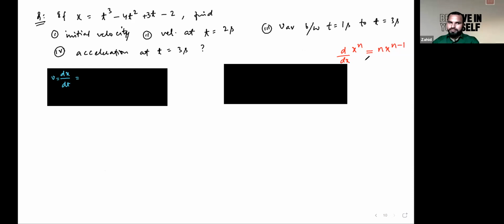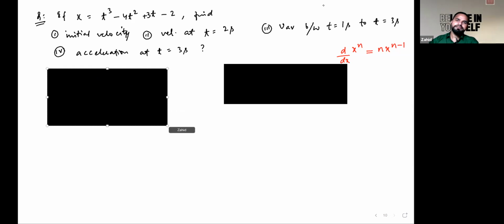t raised to 3. So according to this rule, if we differentiate it, you will get n times x to the power n minus 1. Then minus 4t raised to 2, if you differentiate it, you will get 8 times t to the power 1, plus t raised to 1, whose differentiation would be 1. And 2 is a constant term, so if you differentiate it, you will get 0. So this will be your velocity at any instant of time.